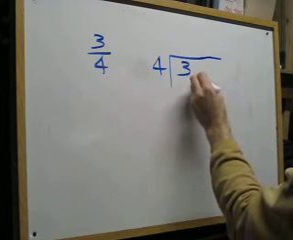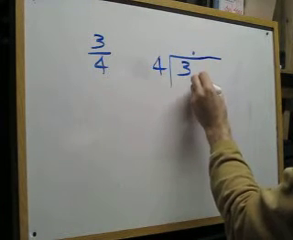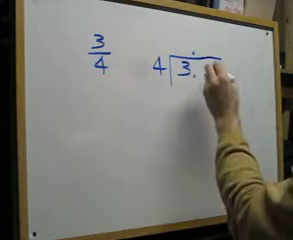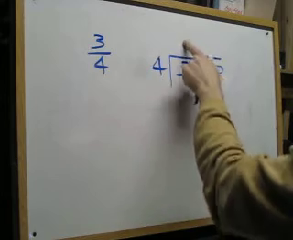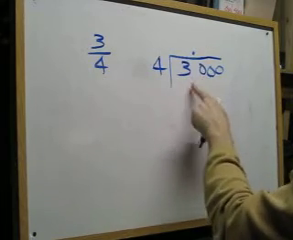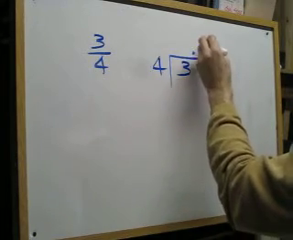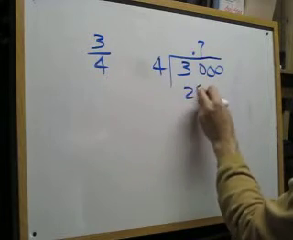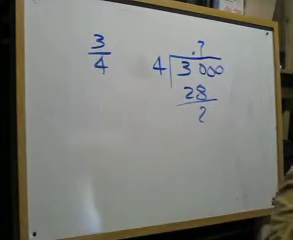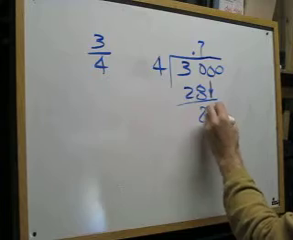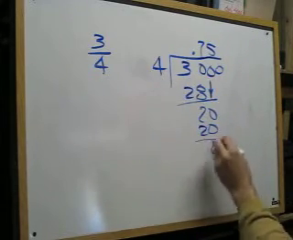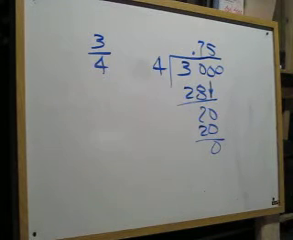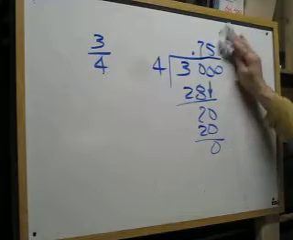So we put a decimal here and a decimal up here. Remember, the decimal's here, it goes also up there. And we add a few zeros here. Now 4 divided by 3, it doesn't go. But 4 does go into 30 7 times. 7 times 4 is 28. This gives me 2. Bring down a 0. 4 goes into 20 5 times. 5 times 4 is 20. 0 left over, so we stop there. So 3/4 as a decimal is 0.75.